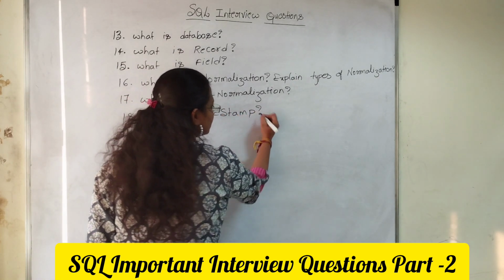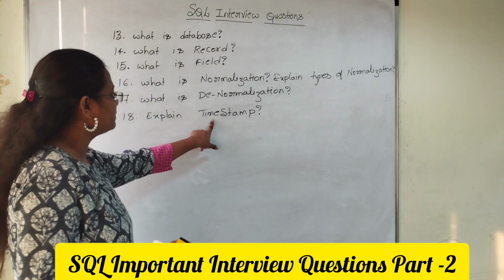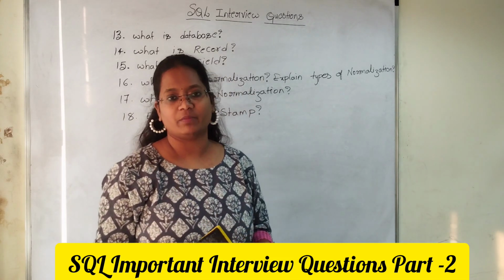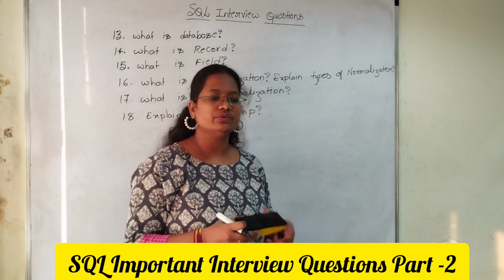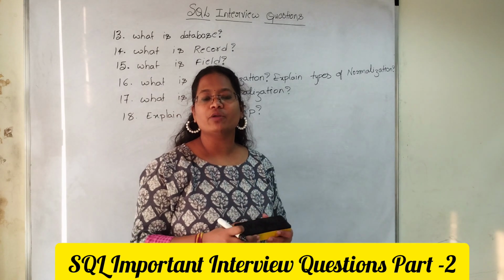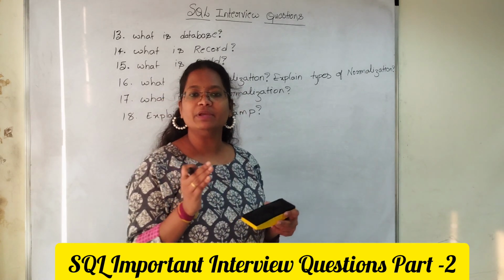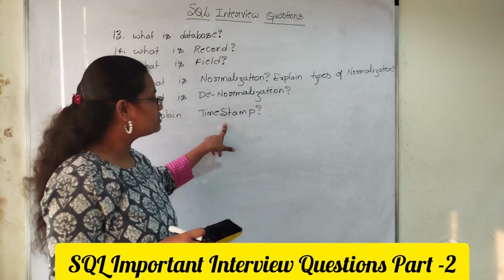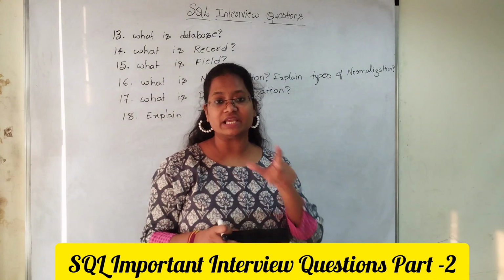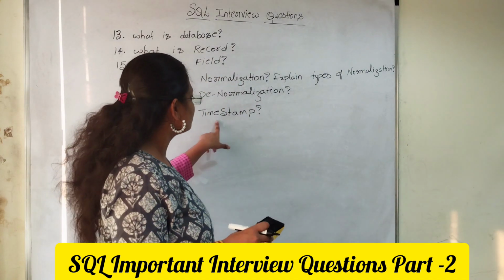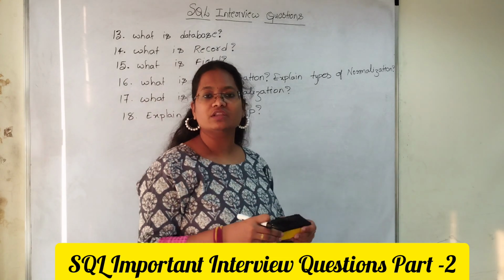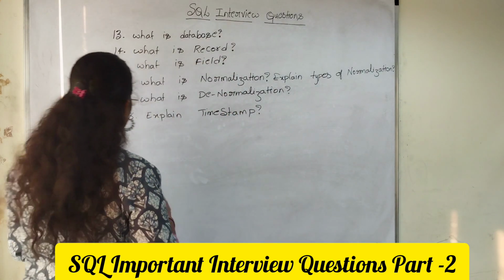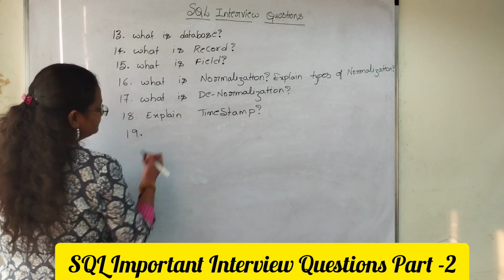Actually, timestamp is a data type. Why am I saying explain timestamp? In timestamp you have different formats. You need to give day, month, year. The year format may be 4 digits, 2 digits, or 3 digits. In the same way, when you are implementing timestamp, you have hours, minutes and seconds also. So that is the reason they will ask you to explain timestamp. That means you need to explain all the formats present in the database. Okay, so next, the 19th one.